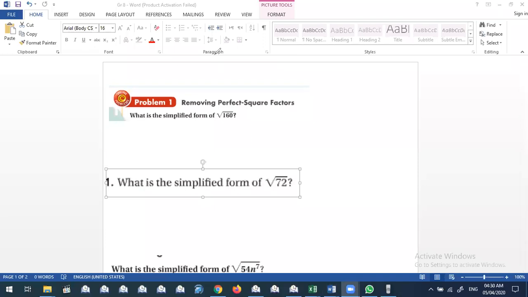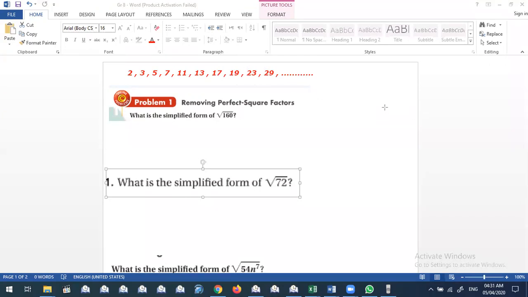The prime numbers are 2, 3, 5, 7, 11, 13, 17, 19, 23, 29, and so on. In this rule, we are going to use only the prime numbers. How can we use the prime numbers to find the simplified form of this radical? We are going to factorize like that.